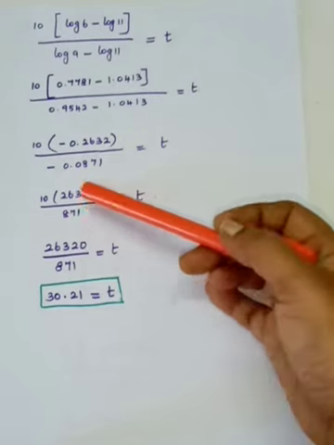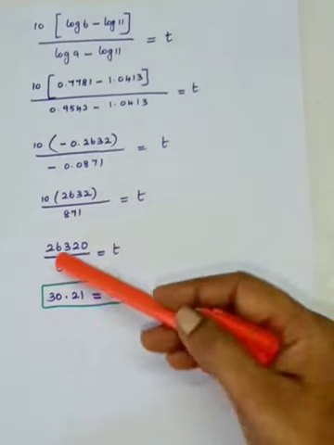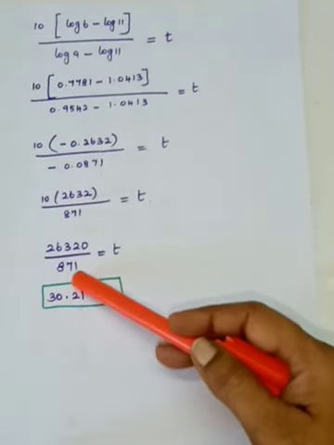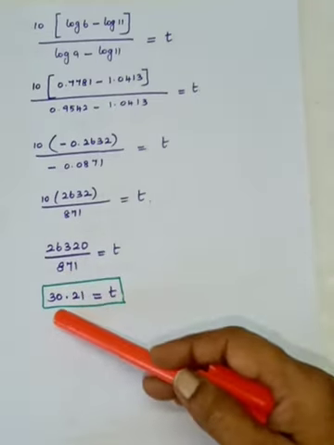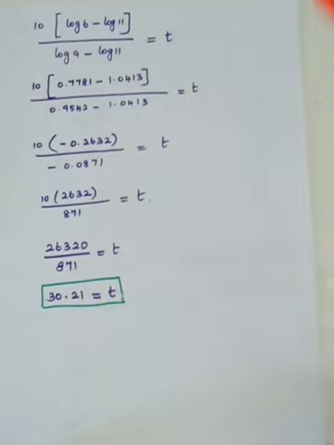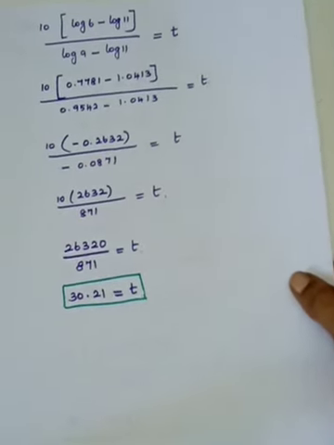So 2632 divided by 871. If you multiply, 26,320 divided by 871. So you will get 30.31. So t is 30.31 when the temperature of the coffee is 130 degrees Fahrenheit.